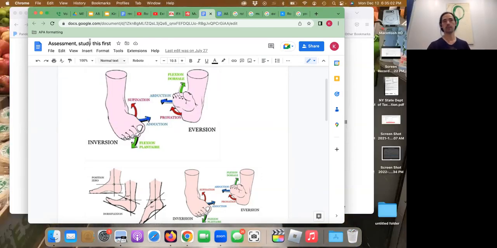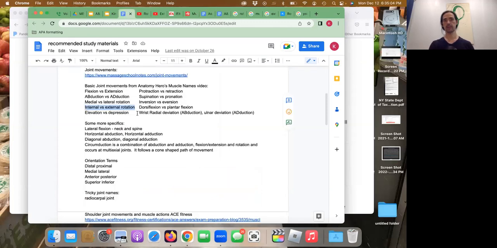Yeah, so my recommendation is that you make a note of which of these movements are kind of tricky. Like the inversion and eversion of the ankle is definitely tricky because you basically have to have 6 movements down, right? And then you have to know inversion and eversion. Those are just summaries of 3 movements one way and 3 movements the other way. Okay.